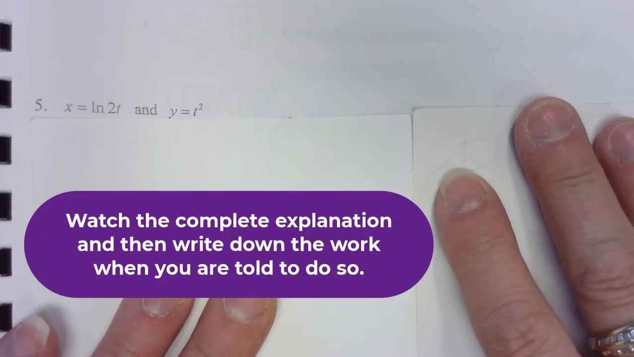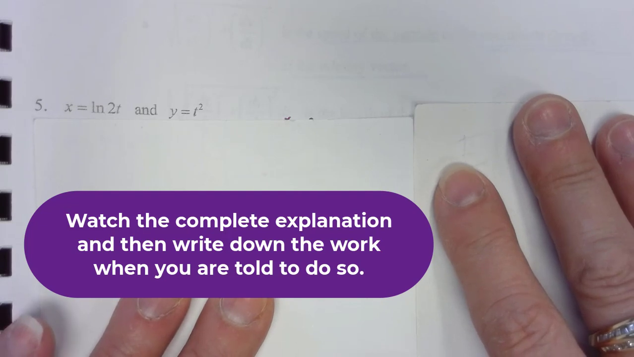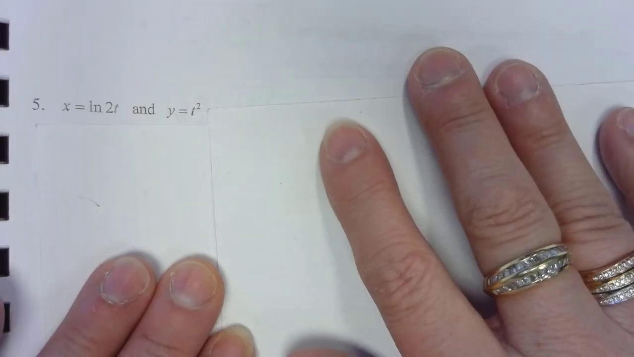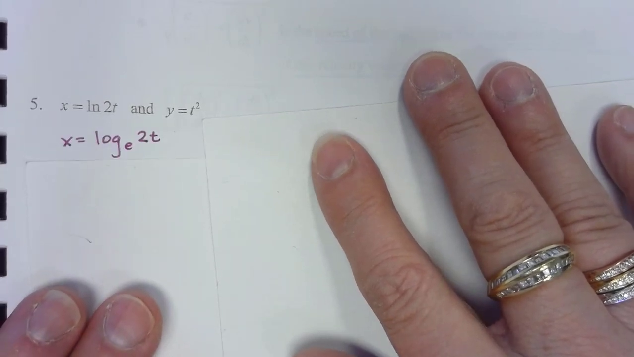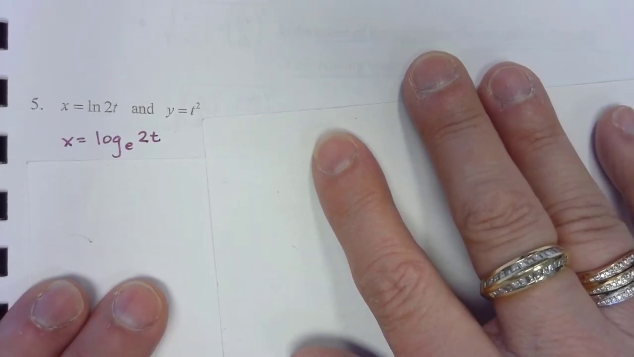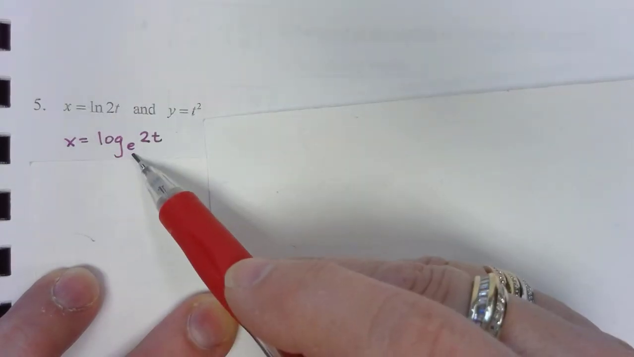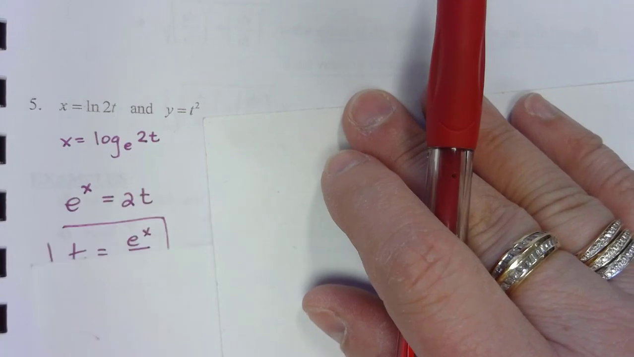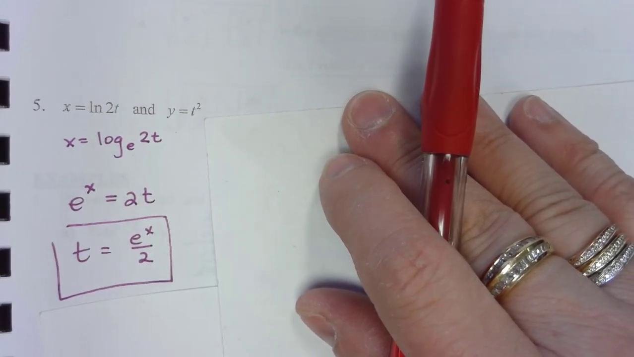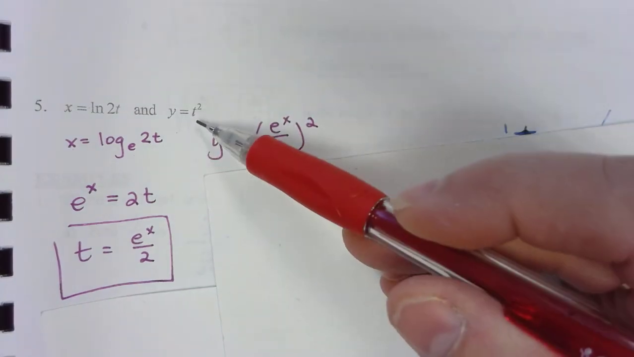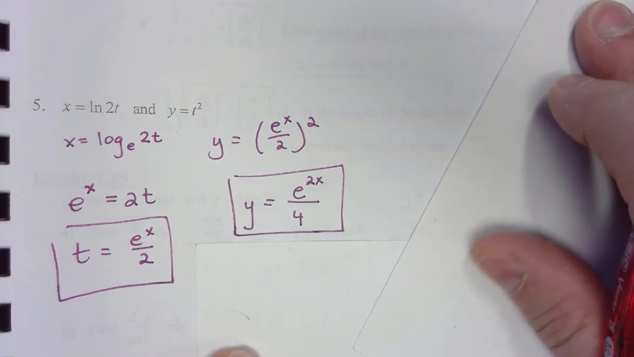So I have x equals natural log of 2t and y equals t squared. So how am I going to eliminate that parameter? Well, we know that ln gives us log base e. So log base e of 2t, log is exponent, x is my exponent on e, and it's equal to 2t, and we can easily solve that for t in terms of x. Now we're going to substitute that into my y equals, and here is my equation with the parameter eliminated.